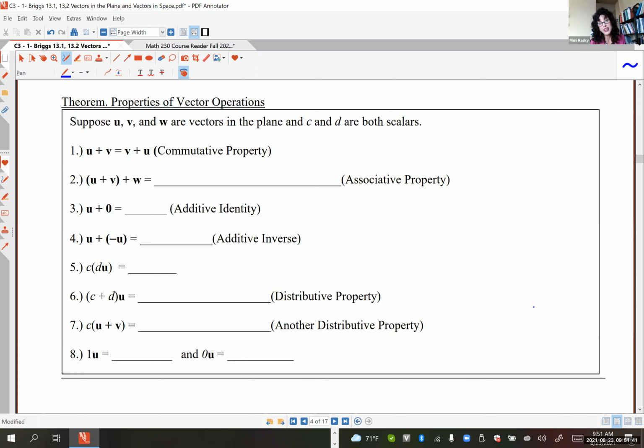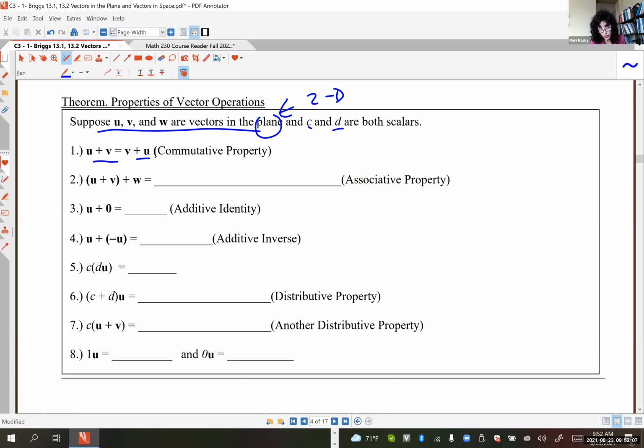more obvious things. You may think it's pretty obvious. Although if you go take a vector calculus class, they might make you prove these, just so you know. So suppose somebody gave you vectors in the plane, that means 2D. And by the way, this theorem will work in 3D also. And let's say c and d are just numbers, they're scalars. So what's true? Well, it doesn't matter what order you add 2 vectors, because you'll still get the same result.